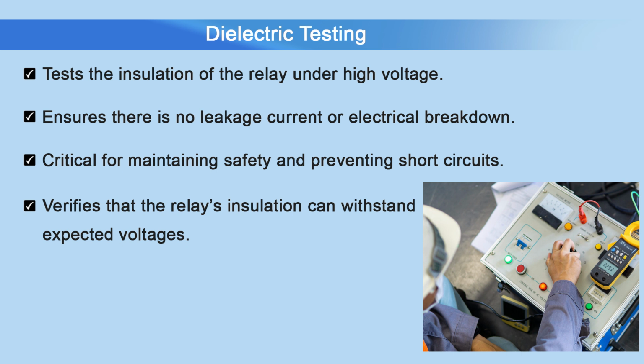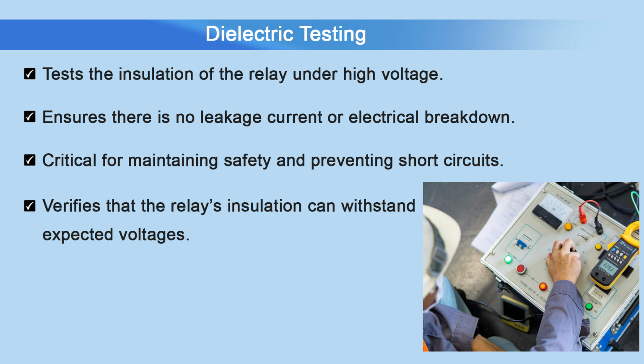It is done to ensure that the relay's insulation can withstand operating voltages without any breakdown. This test involves applying high voltage across the relay's insulation for a specified duration. The test checks for insulation breakdown or excessive leakage current, which could indicate a potential failure. This testing is particularly important for relays used in high voltage applications, such as protective relays in power systems.